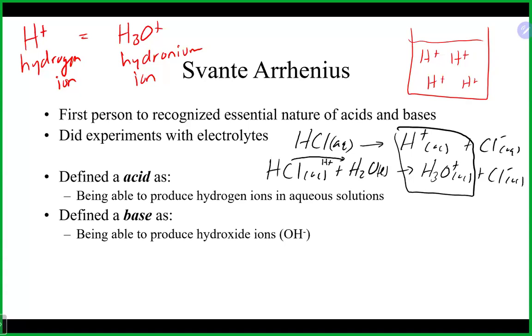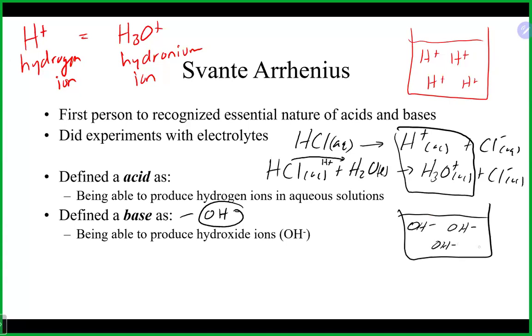Now, when we talk about a base, a base is something that can produce hydroxide ions, so OH minus. Very much like our acid, when we talk about a base, we mean something that has the ability to produce those free-floating hydroxide ions in solution. Obviously, as we'll talk about, the relationship of how much H plus you have in the solution versus OH minus will also help us determine whether the solution is going to end up being acidic, basic, or maybe even neutral.